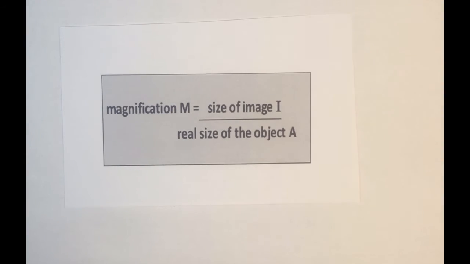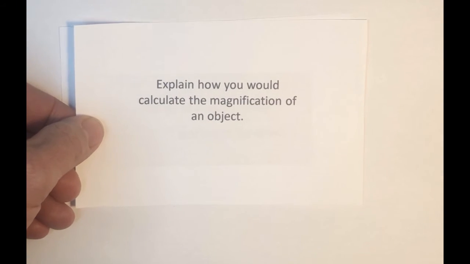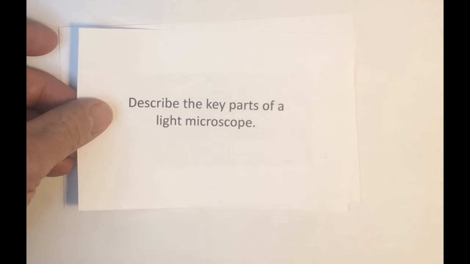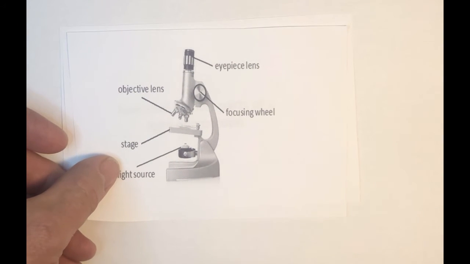All right, that's just very briefly about two possible GCSE questions that you may well have. How you would calculate the magnification of an object, you need to remember that equation. Describe the key parts of the light microscope, where what you then need to do is know the different parts and really their role.